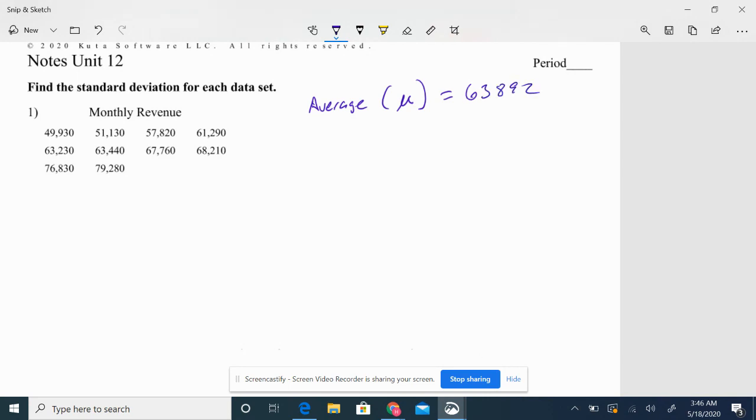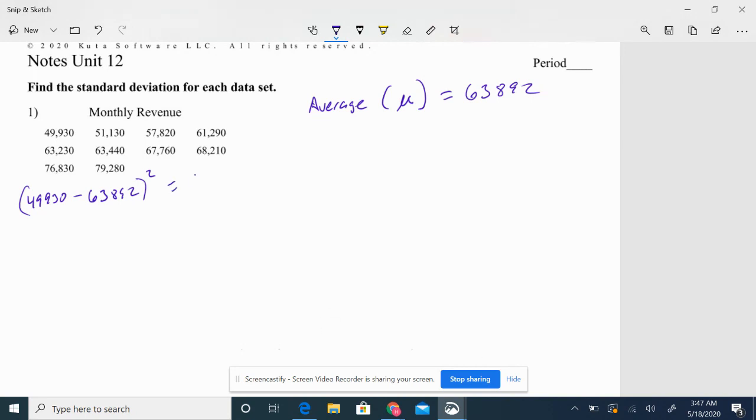So for standard deviation, first I find the average. Now I'm going to use the average with each of my numbers. My first number, 49,930, minus 63,892, and then square it. So my first number minus the average gives me negative 13,962. Square it.